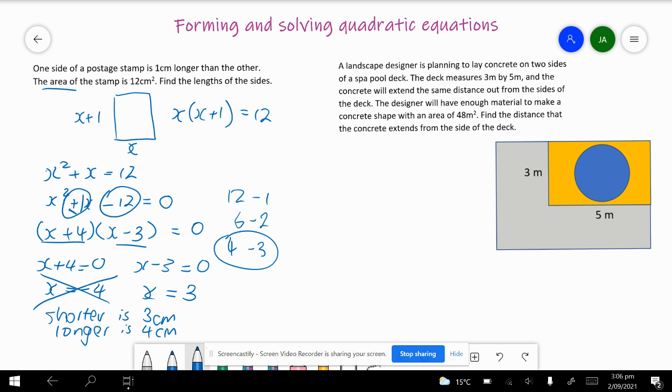Okay, so we did answer. Go back and look and check that you've answered the question. It said find the lengths of the sides.